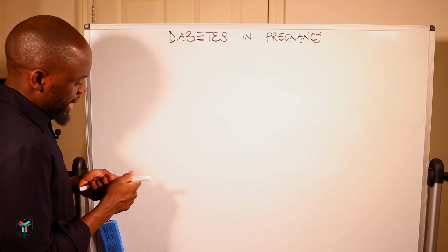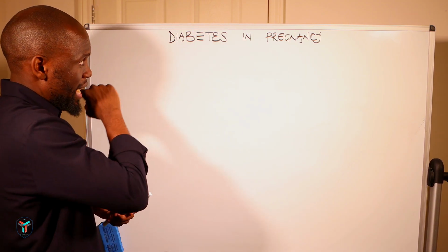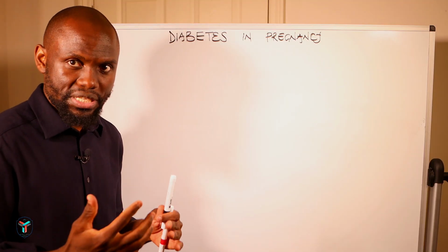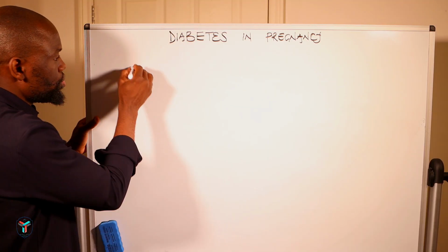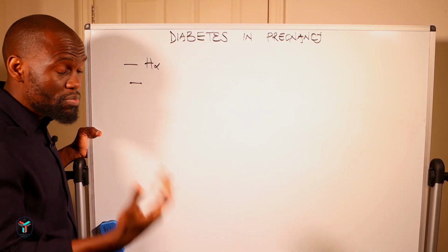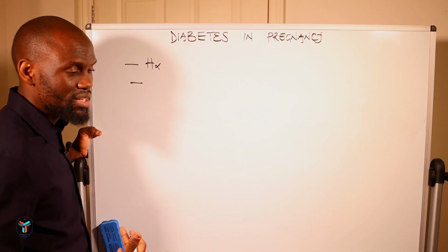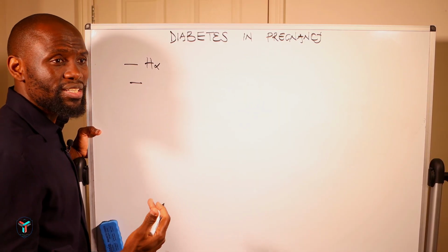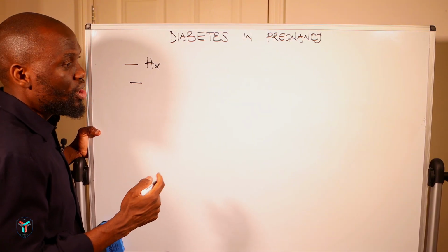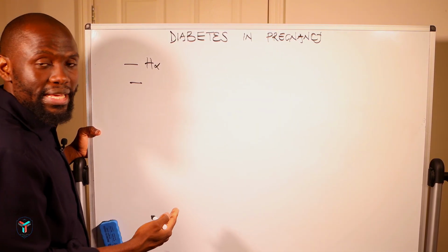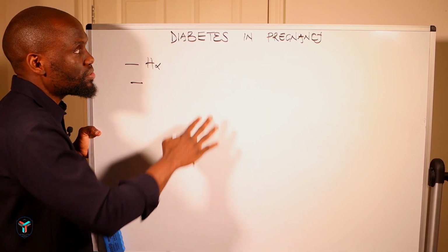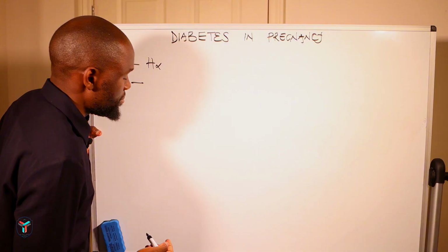Now, what are you going to be looking for as you look for diabetes in pregnancy? If you are trying to do your investigations, you basically do your history. History taking would reveal that this person has either pre-existing diabetes, or has had gestational diabetes in a previous pregnancy. They may also give you a history of familial tendencies of gestational diabetes. So those are people you look out for, as they are likely to develop diabetes in pregnancy.